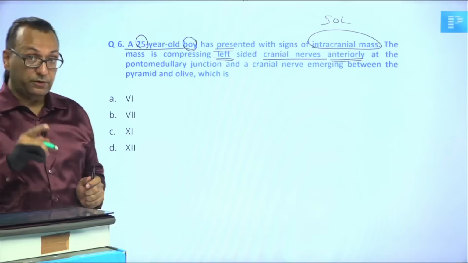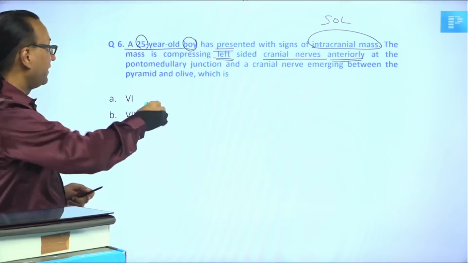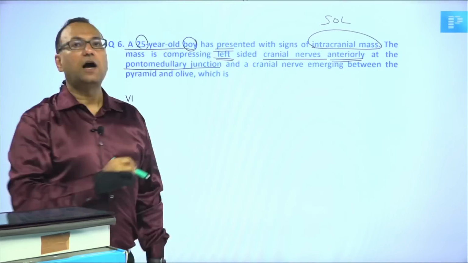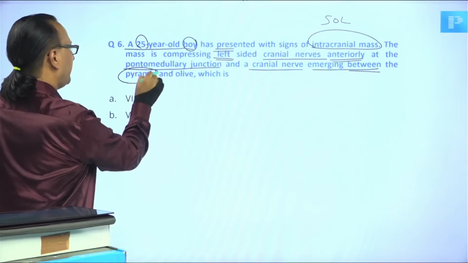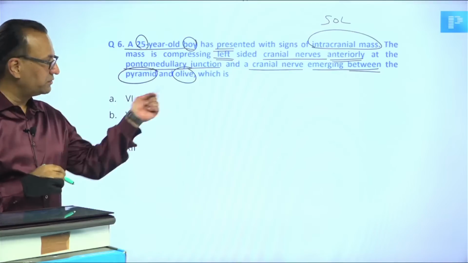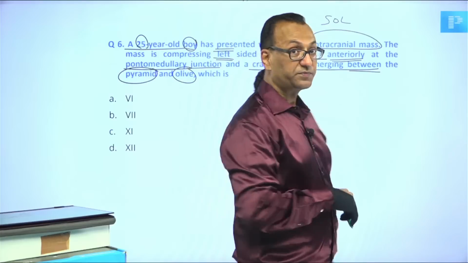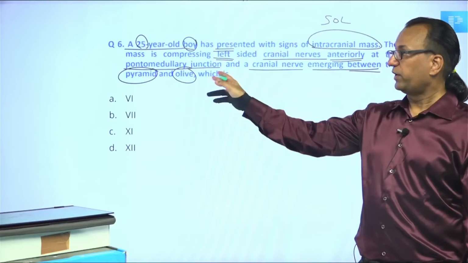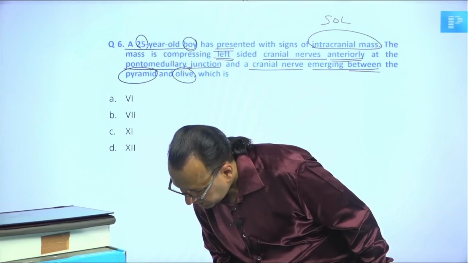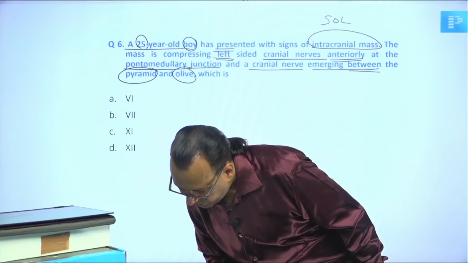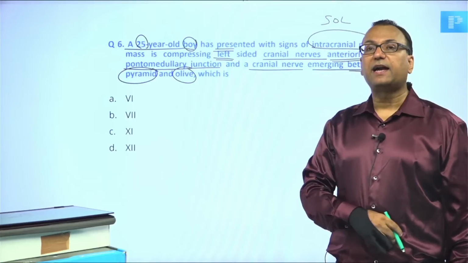So, but be careful here, because they are asking cranial nerves anteriorly on the left side, pontomedullary junction, and a cranial nerve which is emerging between pyramid and olive. Now this is medulla. So what is your answer? Which nerve comes from medulla? As simple as that. So between pyramid and olive, which nerve will come? Tell me the answer. What is the answer now? You already have given the answer. Abducent? No. Abducent will be at pontomedullary junction.